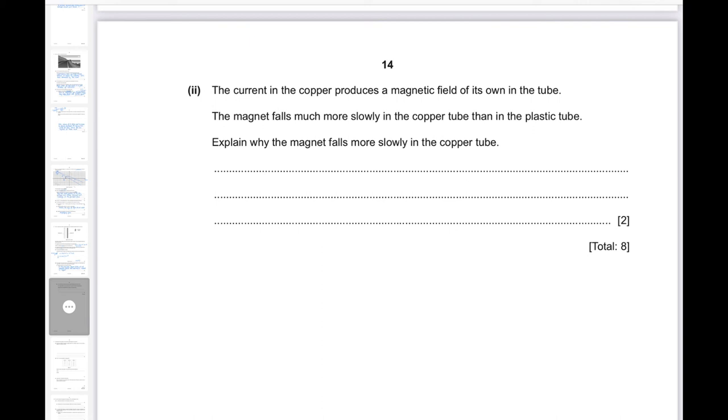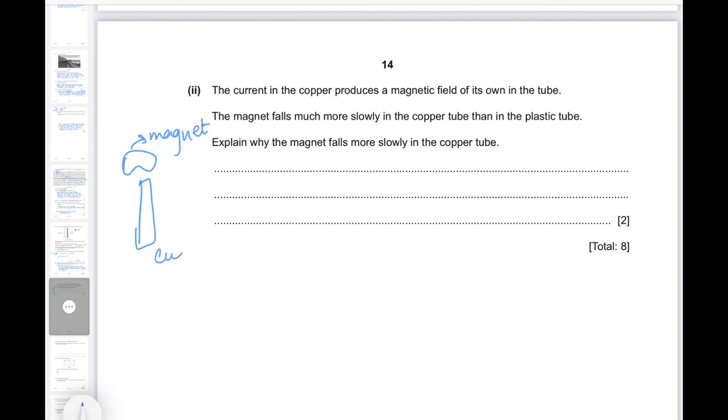In this part, Lenz's law will be applied, which states that induced EMF opposes the change that causes it. In this question, as induced EMF in the copper leads to the current and therefore the magnetic field, the magnetic field of the copper will oppose the magnetic field of the magnet which is going to fall. Let's say this is the magnet and this is the copper.